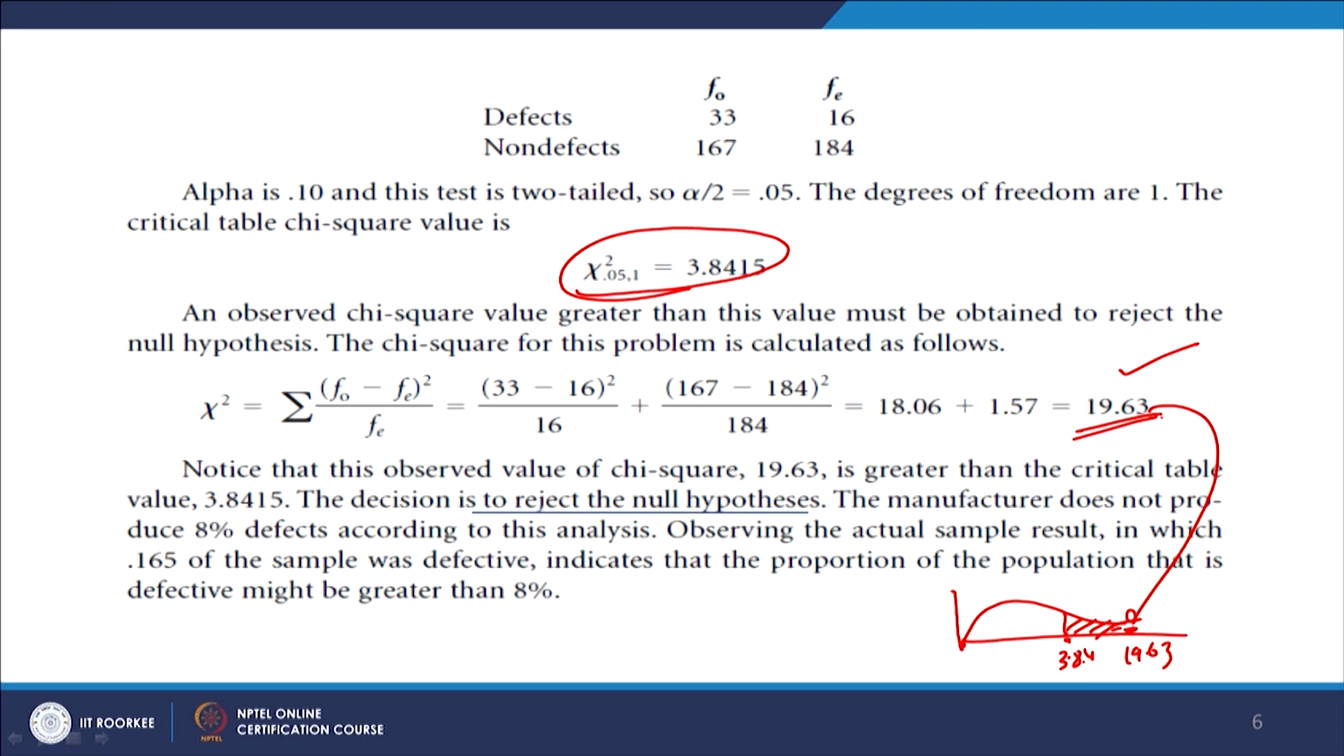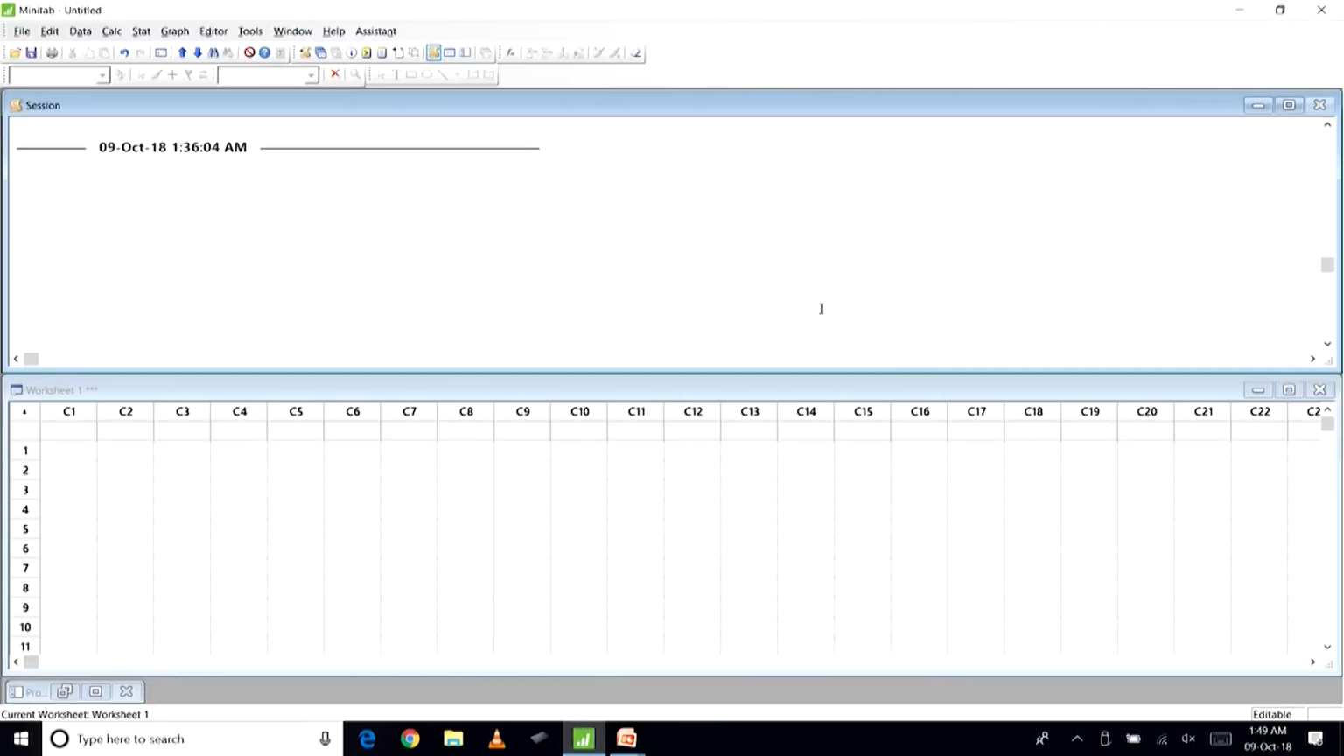That observed frequencies and expected frequencies are the same. So, we are rejecting it, and the conclusion here is similar to what we concluded when we solved the question using hypothesis testing of proportion. So, let us look at this particular question using Minitab. We will solve this question using Minitab.